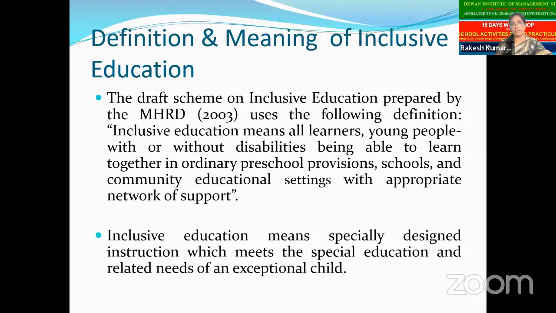So we can see that this definition was given by Emma Chardy, 2003. It shows inclusive education means all learners, young people with or without disabilities, being able to learn together in ordinary preschool provision, schools and communities, educational settings with an appropriate network of support. So through inclusive education, we focus on our strength, not on our weakness.